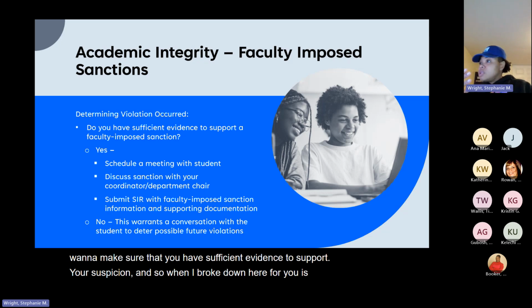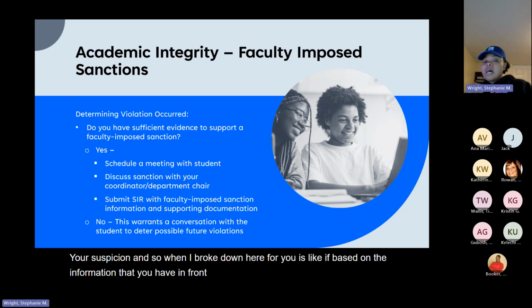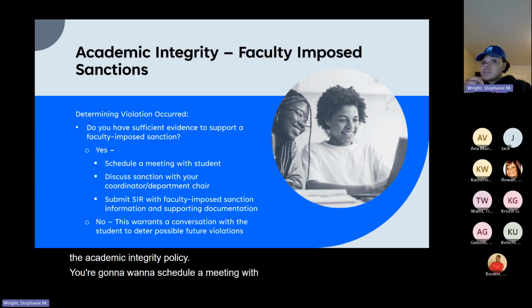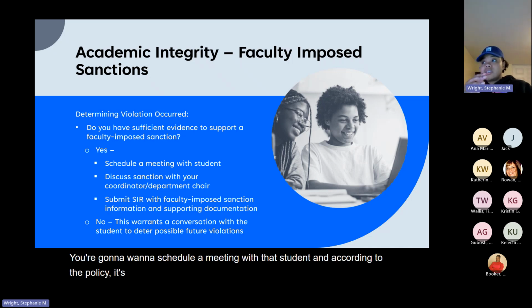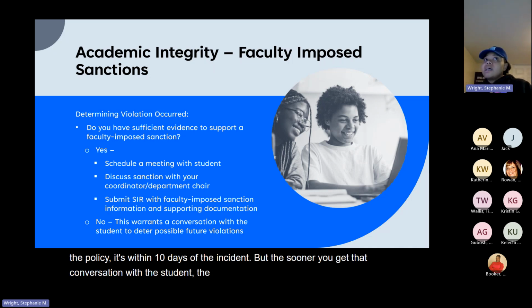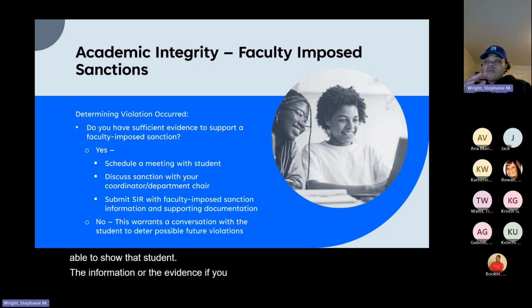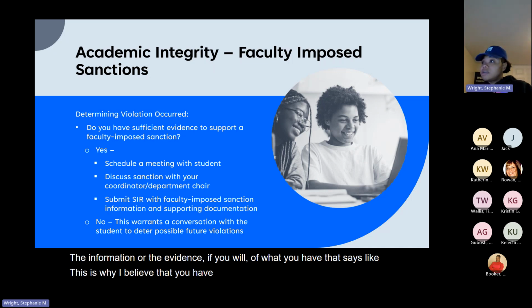If based on the information that you have in front of you, they definitely violated the academic integrity policy, you're going to want to schedule a meeting with that student. And according to the policy, it's within 10 days of the incident. But the sooner you can have that conversation with the student, the better. And in that meeting, you should be able to show that student the information or the evidence, if you will, of what you have that says, this is why I believe that you have violated academic integrity policy. Explain to me what's happening here.